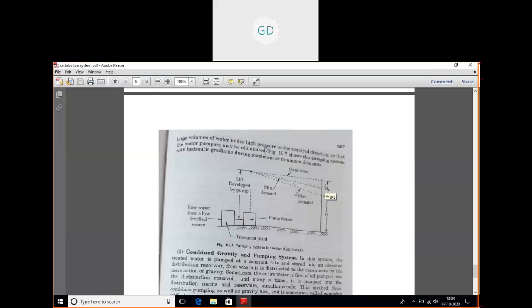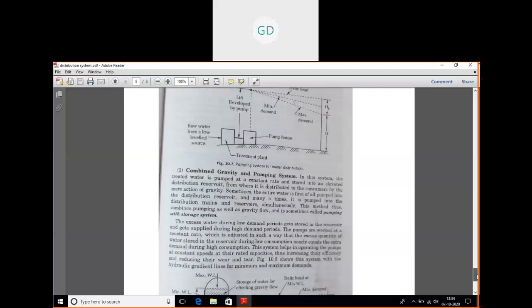So with the help of what? We all know that we need a pump. We need a pump for supplying the water from a low area treatment plant to high area consumers. In the diagram you can see this treatment plant is connected to a pump, and from the pump the water is lifted and then supplied to the consumers staying at a high level. So that is your pumping system criteria.